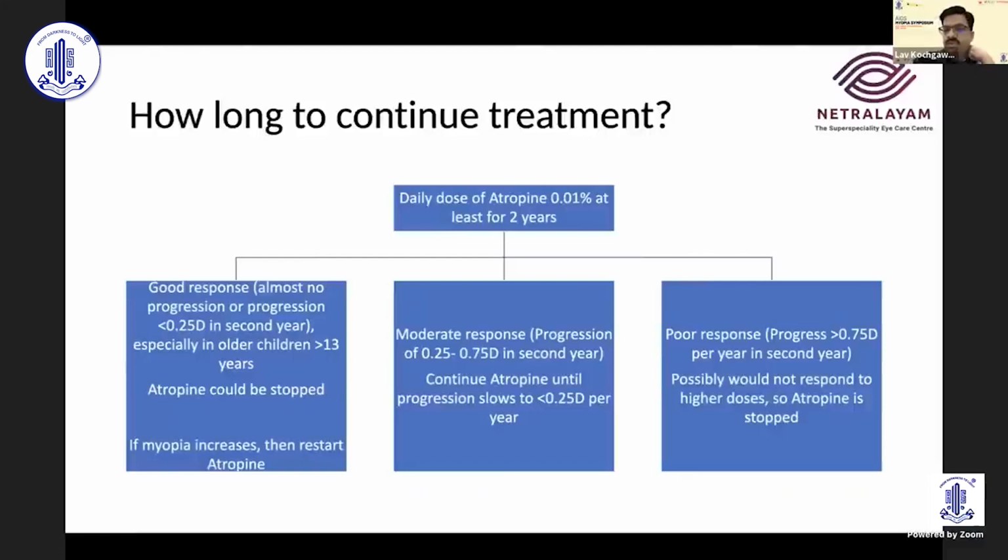So how long to continue the treatment? Suppose after the initial treatment there is a good response, that means a progression of 0.25 or less, and especially in older children more than 13 years, atropine can be stopped. If myopia increases in the washout period, then restart it. Moderate response, in which the progression was 0.25 to 0.75 in the second year, continue atropine till the progression slows down to 0.25 or less. And poor response, more than 0.75 in the second year, probably these are non-responders, so atropine can be stopped.